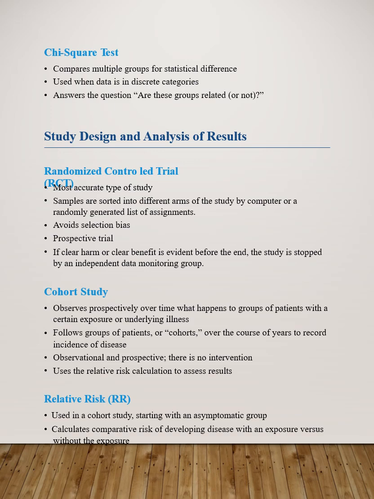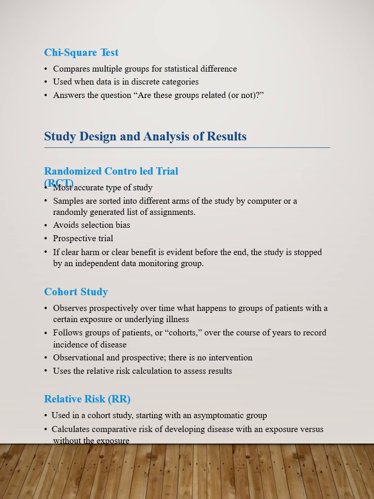Chi-square test. Number 1, compare multiple groups for statistical difference. Number 2, used when data is in discrete categories. Number 3, answers the question: are these groups related or not?